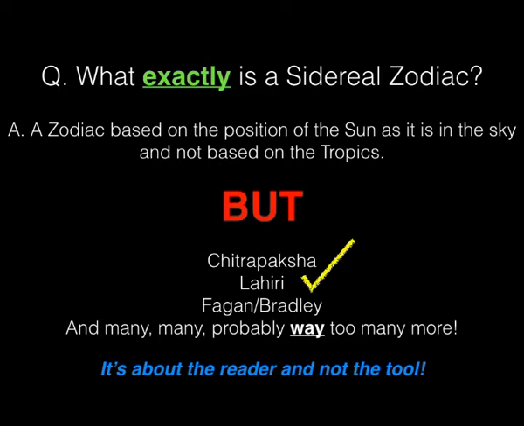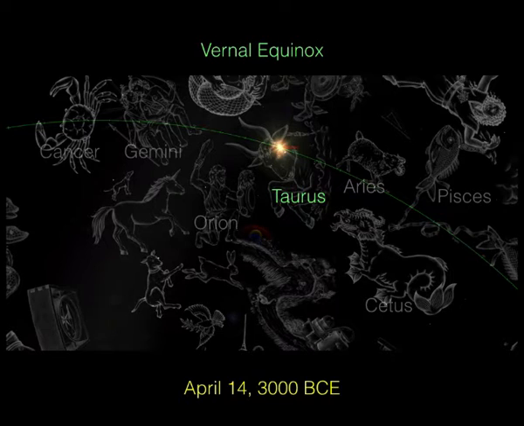It really is not about the flashy tool you use. It's about how you use it. All right, let's move on to some lovely show and tell here. This is the vernal equinox, and where it occurred on April 14th, the year 3000 BCE, before the Common Era. As you can see, it happened in Taurus, right about the eye of the bull, okay?